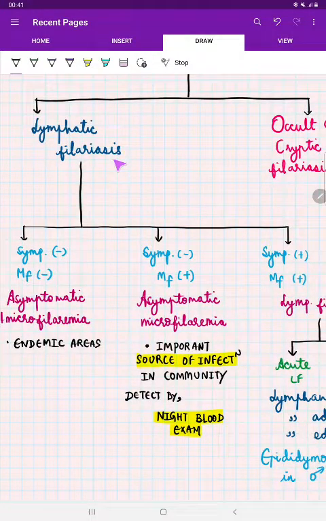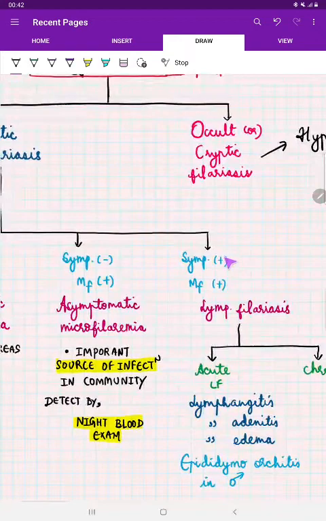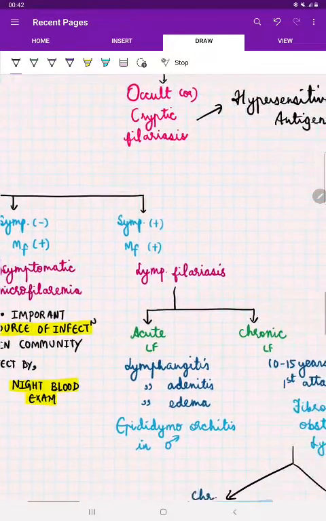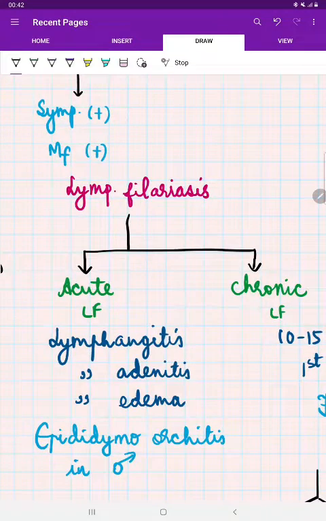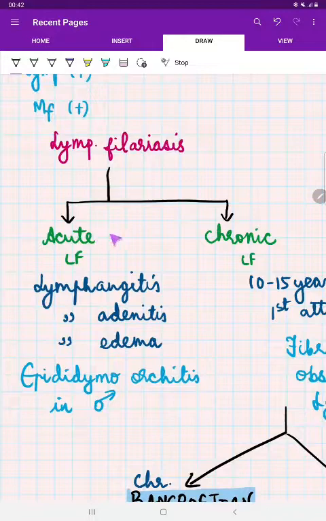So in lymphatic filariasis, sometimes the symptoms are not present, or the microfilaria is not present in the PBS. PBS means peripheral blood smear. Sometimes the symptoms may not be present, but microfilaria can be seen. Symptoms may be present, and microfilaria can be seen. When symptoms are present and microfilaria is seen, it is called clinical manifestation of lymphatic filariasis, and this time it is called acute or chronic. Okay, let us discuss this in detail.